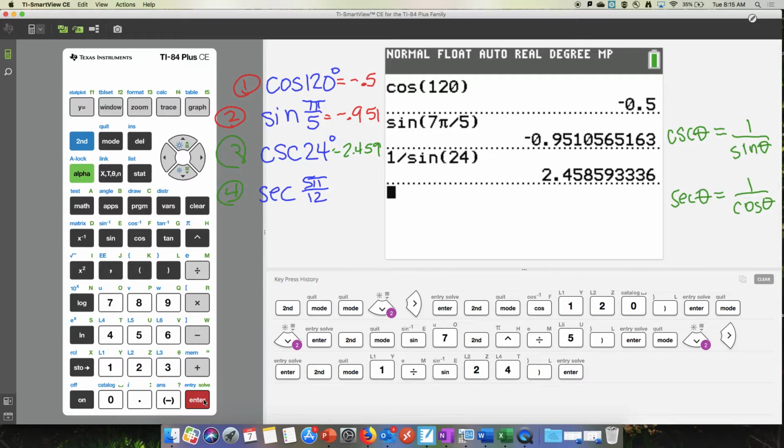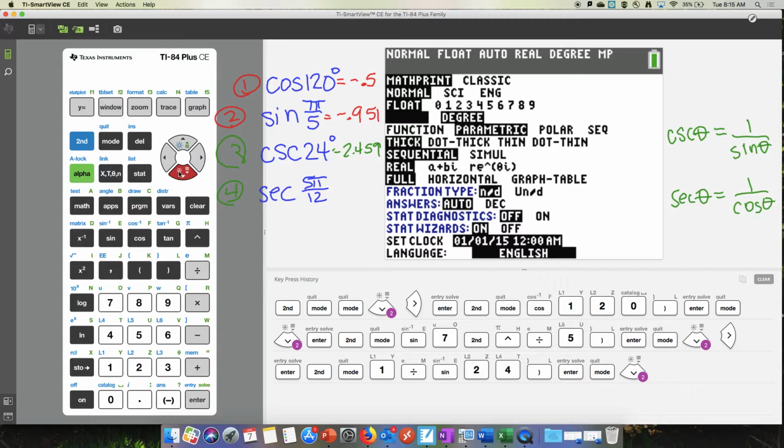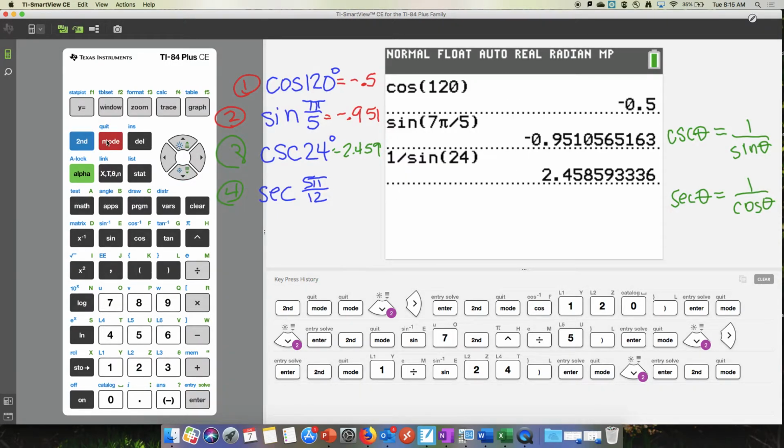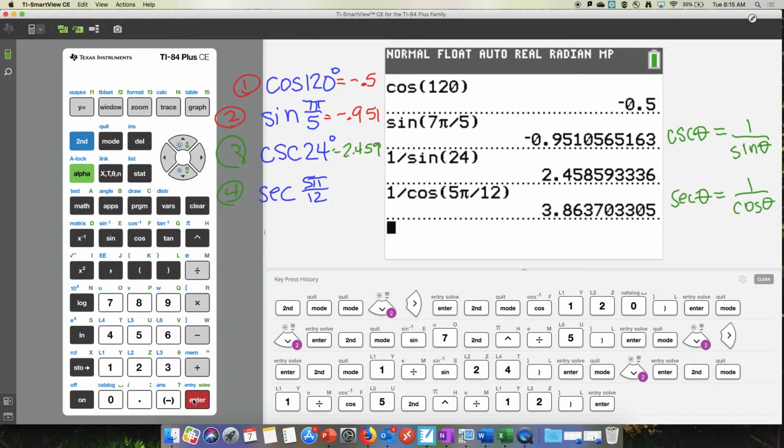Okay, so now for secant, we're going to have to go back and change to radian mode. And what are we going to type in? One divided by the cosine of 5 pi over 12.